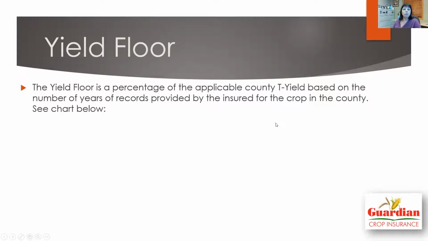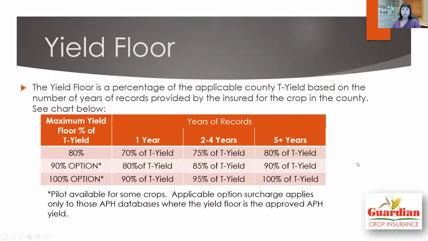So how do you determine what you get? So the base option is 80%. But if you only have 1 year of actual history for that crop, the yield floor will be 70% of the county T yield. If you have 2 to 4 years of actual yields for that crop, then the yield floor is 75% of the county T yield. And once you have 5 or more years of actual history in that crop, then you get the full 80% of the county yield as your yield floor.